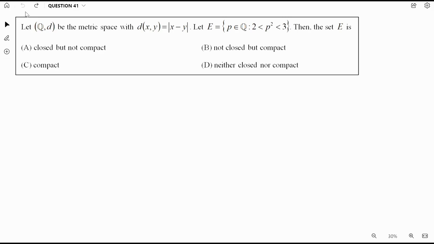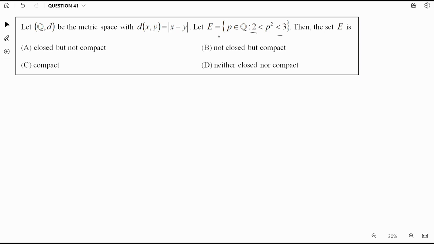Today we are going to solve the 41st question from GATE 2022. This is a metric space question. We are given the set of rational numbers with d as a metric, where d(x, y) is equal to modulus of x minus y. So this is the usual, standard metric. And E is the set of all rational numbers whose square lies between 2 and 3. We have to find out if E is closed and if E is compact.